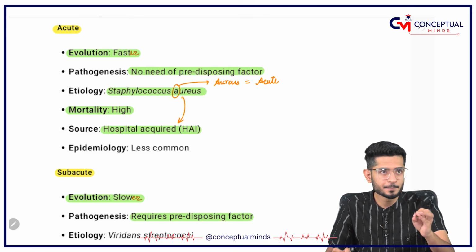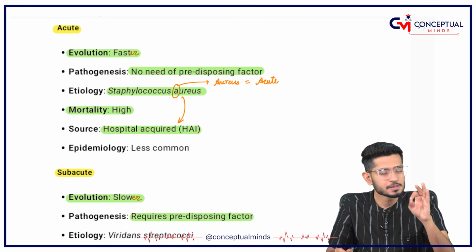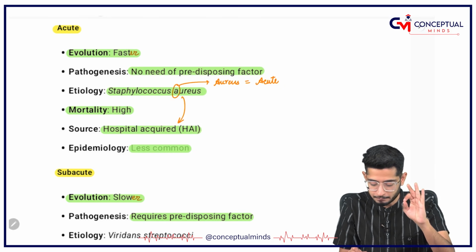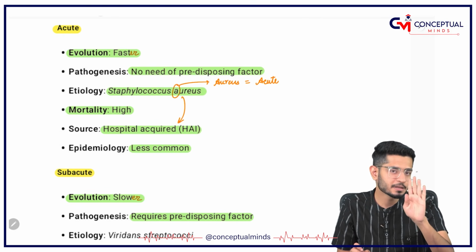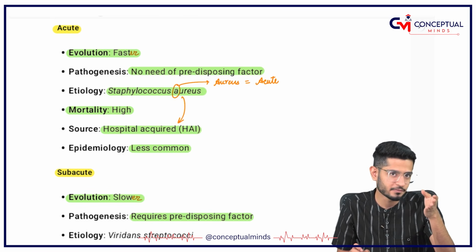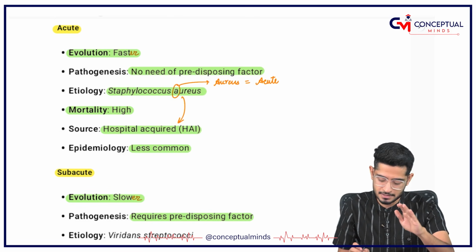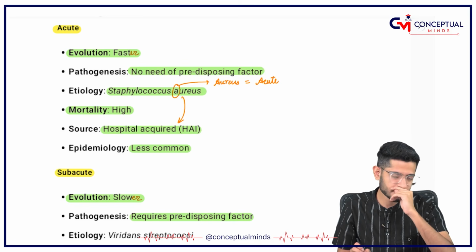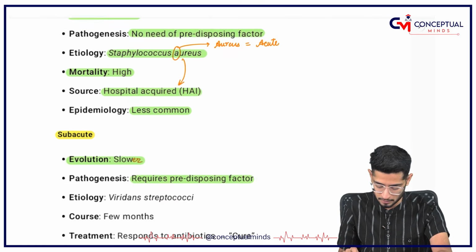But remember, a lot of people have infective endocarditis, but the deaths are very few. Why? Because Staph aureus, the grievous one, is less common. That's why the deaths are fewer. Although people have infective endocarditis, there are very few chances of Staph aureus. That's why the deaths are less common, and that's why we say that acute infective endocarditis is less common.